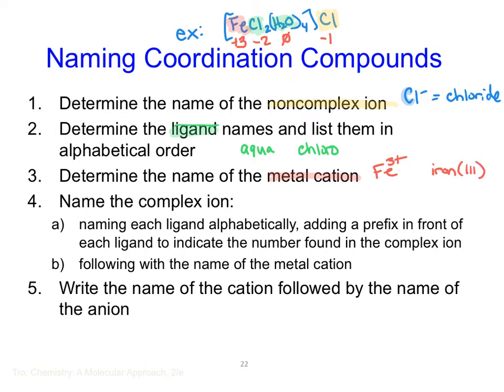And now rule 4, we're going to name the complex ion. Name each ligand alphabetically, adding a prefix in front of each ligand to indicate the number found in the complex ion. So for part A, we have aqua and chloro. Aqua, we have 4. The prefix for 4 is tetra. The prefixes are listed in your study guide and on a slide we're going to look at in a moment. So we have tetra, aqua, and now we have chloro. There's 2 of them, so that would be dichloro.